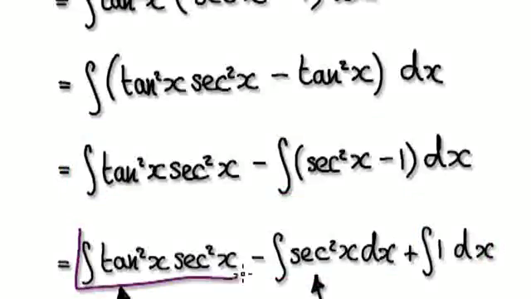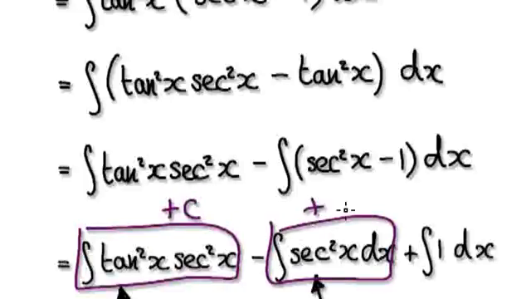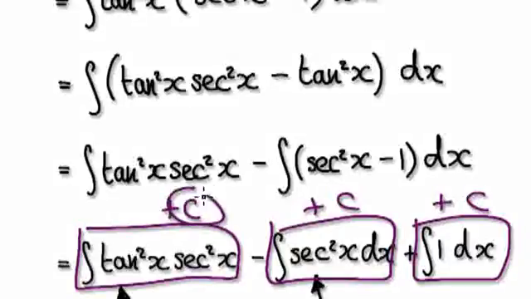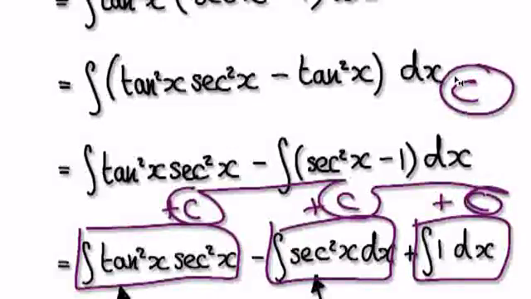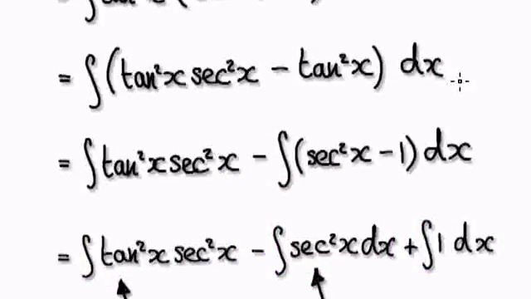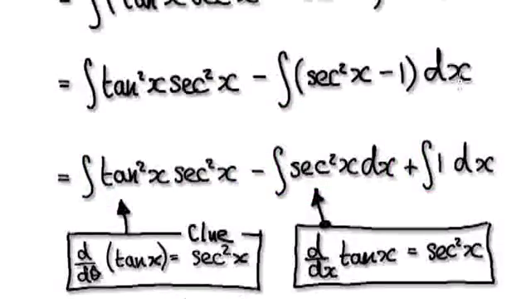By the way, when you integrate this, you're gonna get a constant here, plus c. When you integrate this, you're going to get another constant, plus c. We can merge all these c's together to give us just one c. Okay, just bear that in mind.